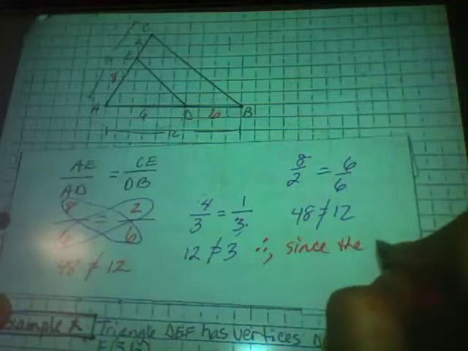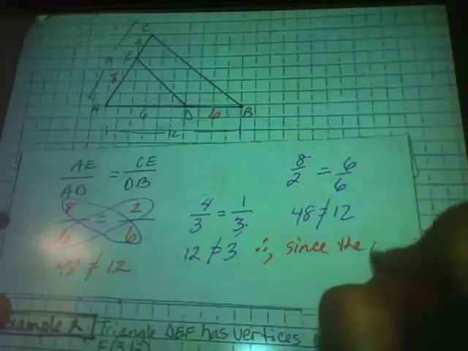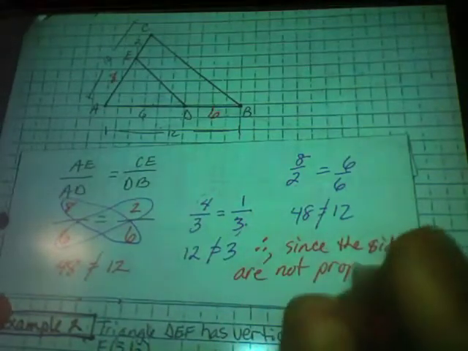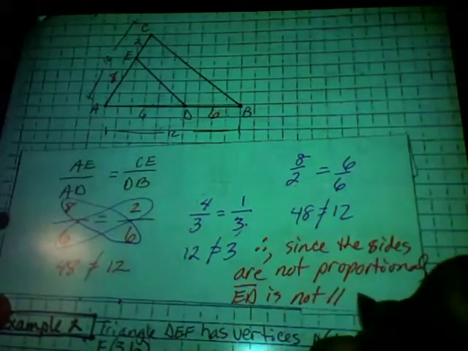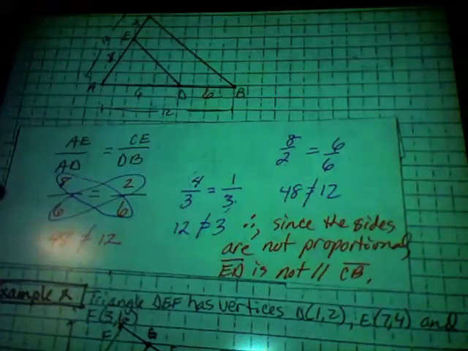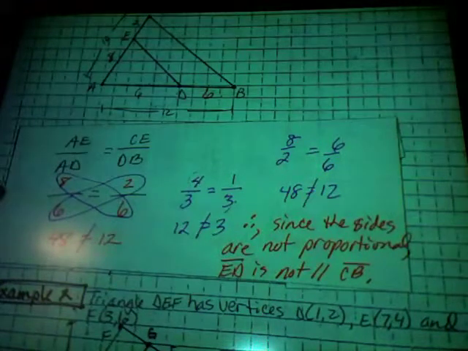So your answer should be, therefore, since the sides are not proportional, line ED is not parallel to line CB. And I drew the picture so they looked like they possibly could be parallel, right? They're going to do that to you too.